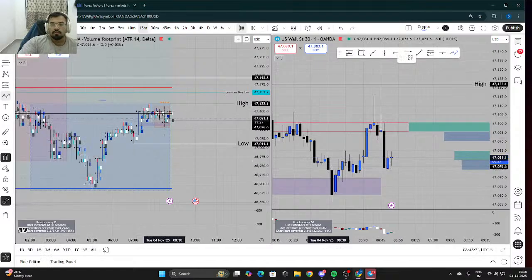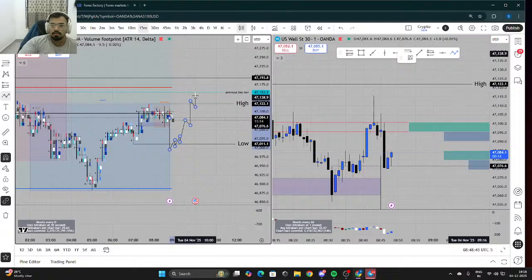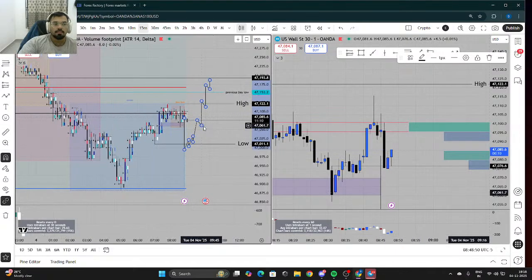Yep. Opening price comes to this low, sweeps it out, gives me a small engulfing bullish candle, compounding with amazing order flow, then drives higher to my key ratio. So this should be an A plus setup.